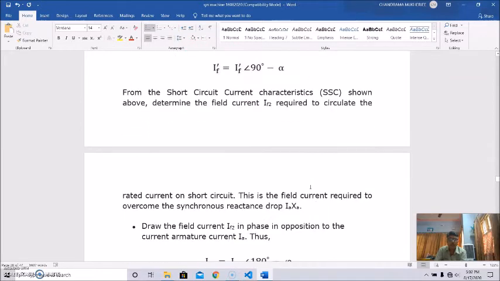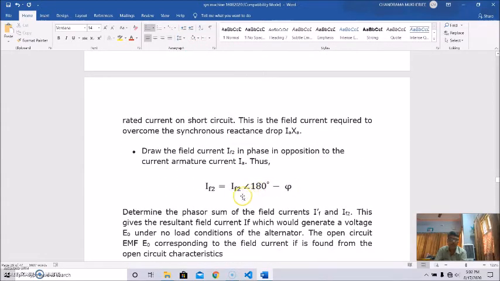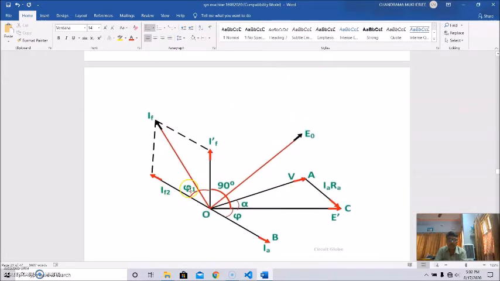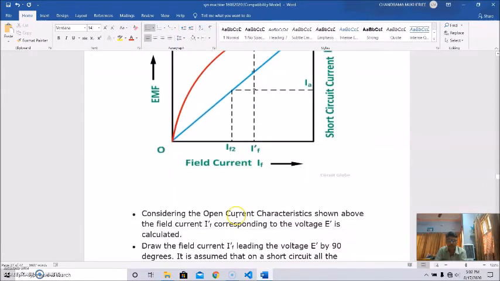Now what we are getting, this IF2 should be at 180 degree minus phi. If we see here in this phasor diagram, this is IF2, and with respect to this reference phasor V, it will be 180 degree minus this phi. Okay, this is 180 degree minus phi.